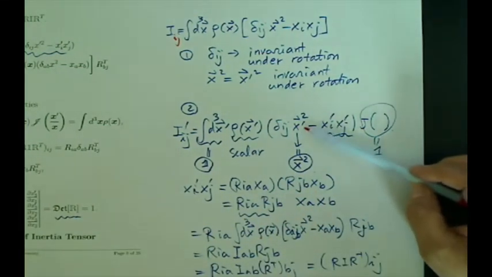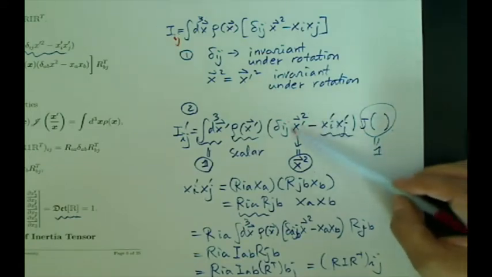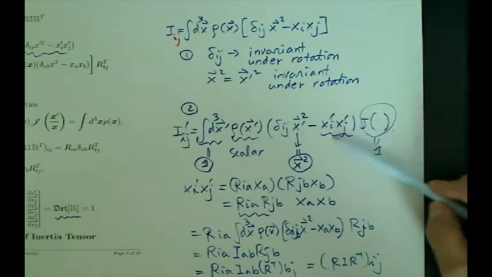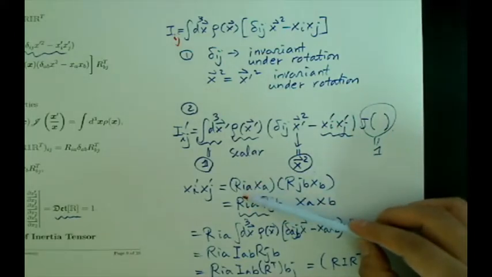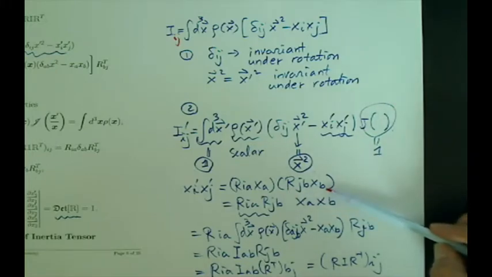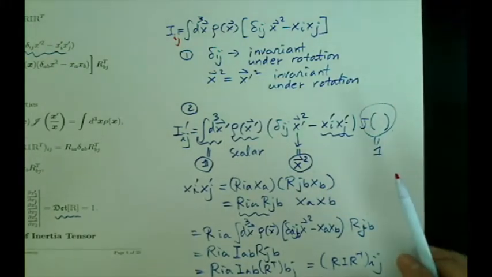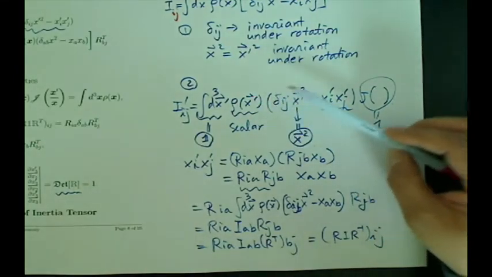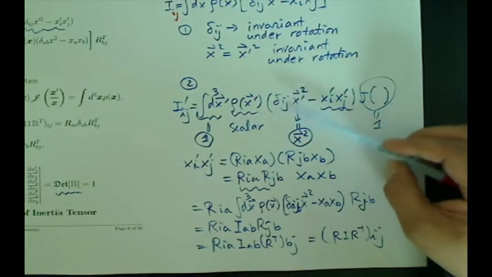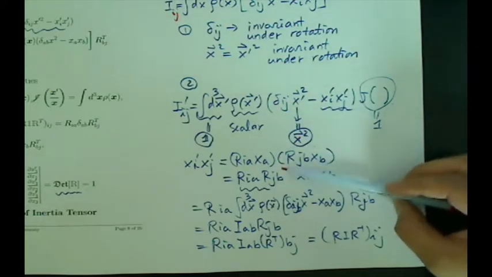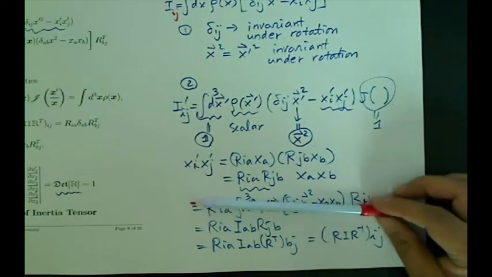And x prime squared, this is a scalar product. This is invariant under the rotation. Only this part rotates, like R_iA x_A, R_jB x_B. All right. Therefore, we made use of the fact that delta_ij transforms into itself and R is orthogonal. Combining these two relations, we can rewrite it in this form.